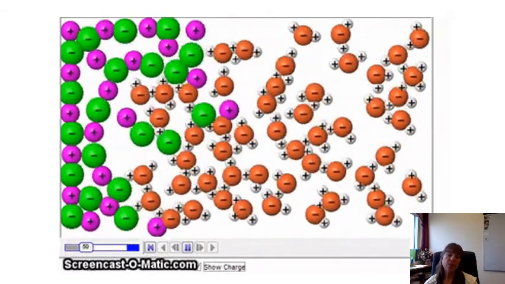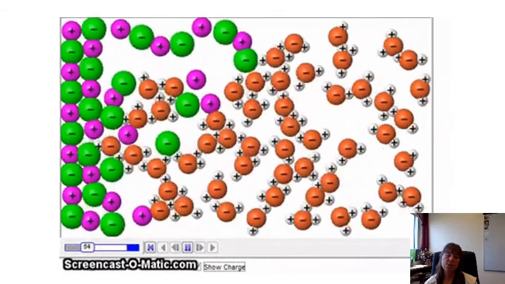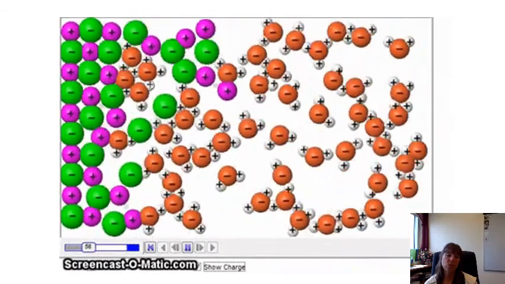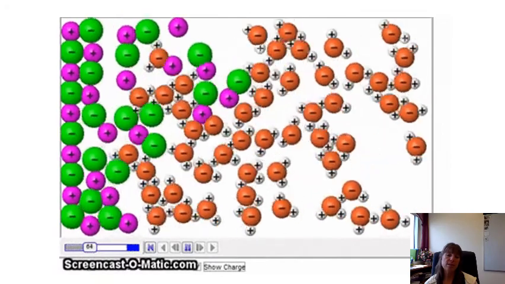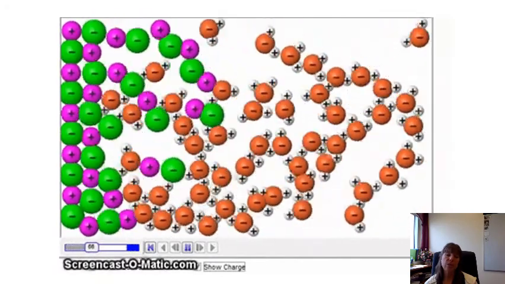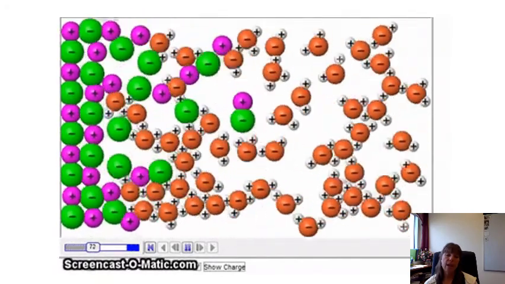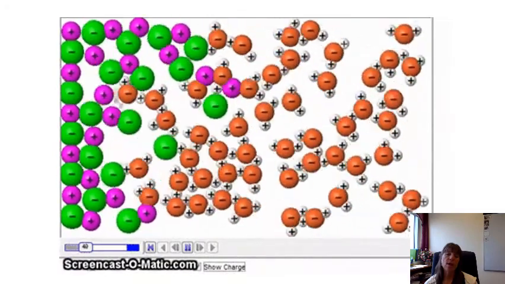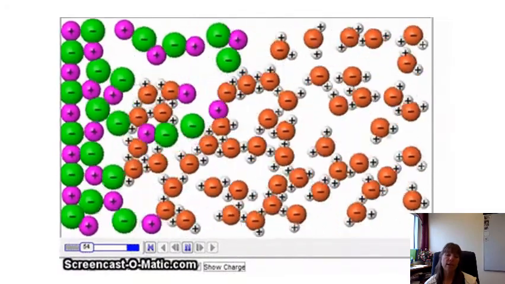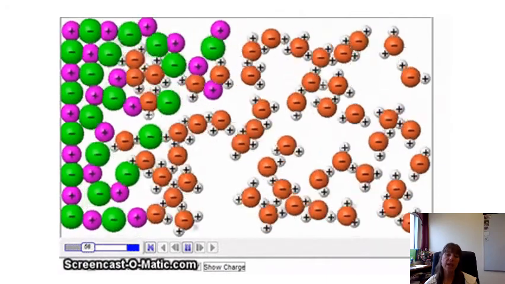Here's another GIF I found for showing how sodium chloride dissolves in water. Sodium chloride would dissolve in water by the positive ends of the water interacting with the negative, and you can see the green is negative, and that water molecule drags it away. And then the negative is red, and it's interacting with the positive cations, which are purple.